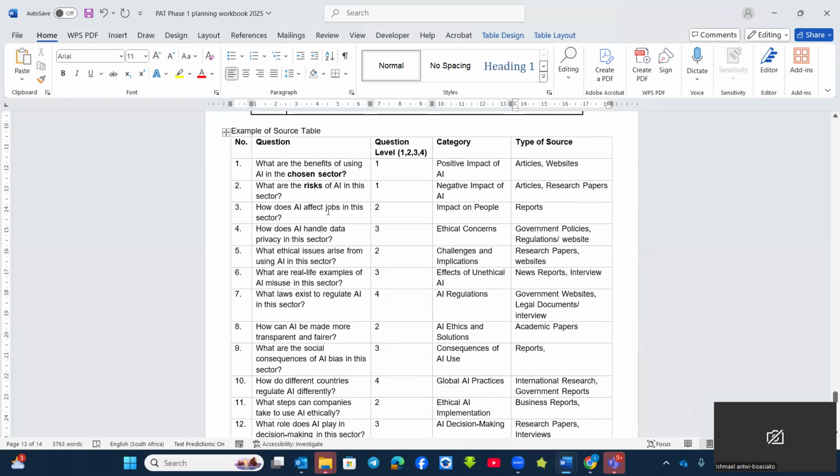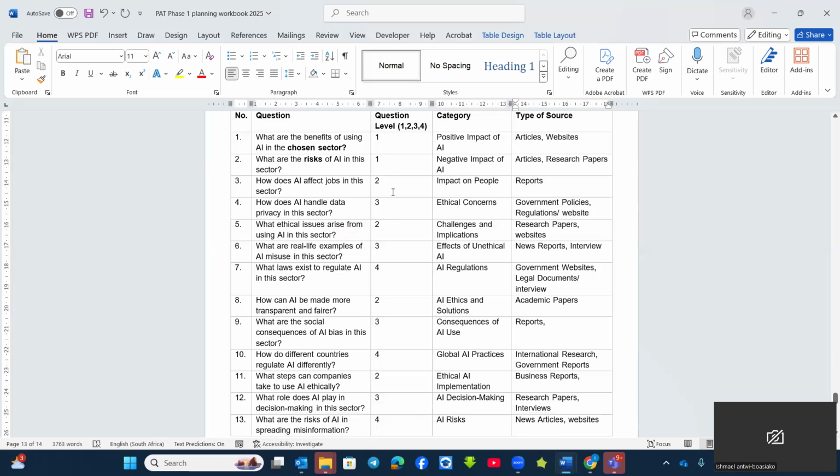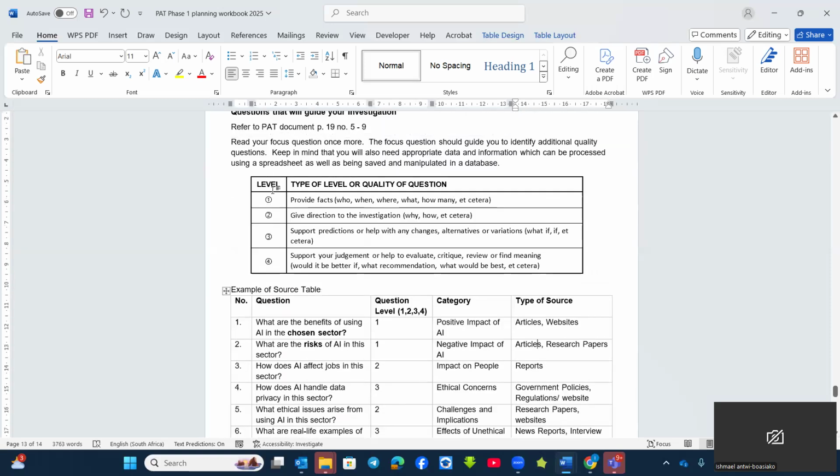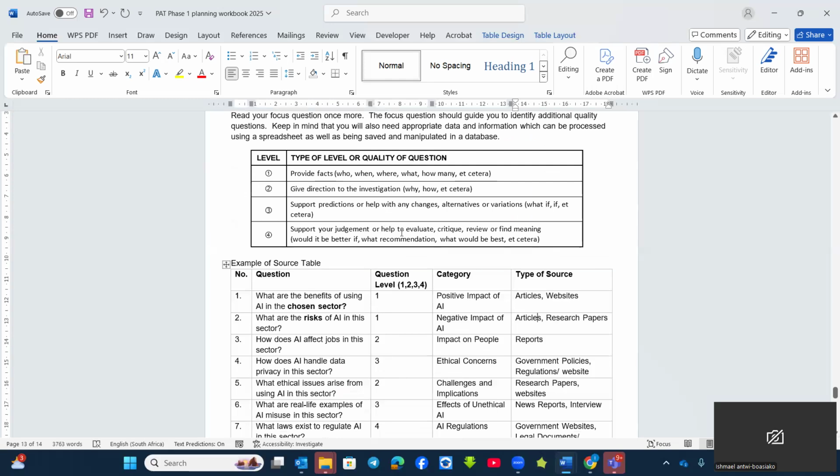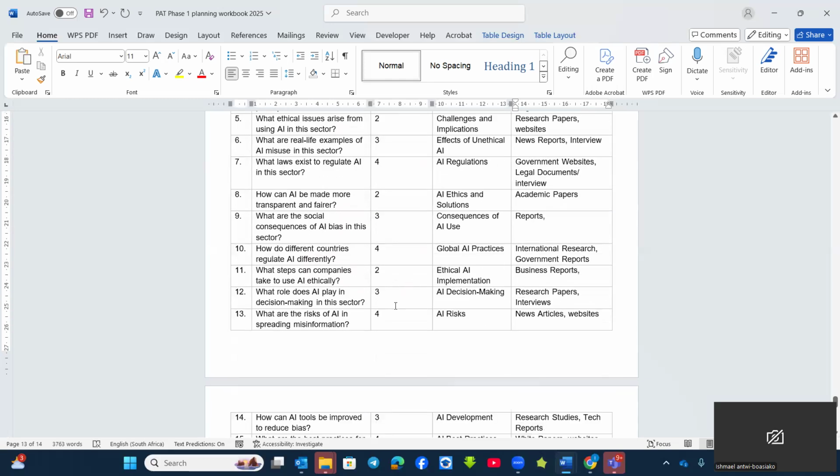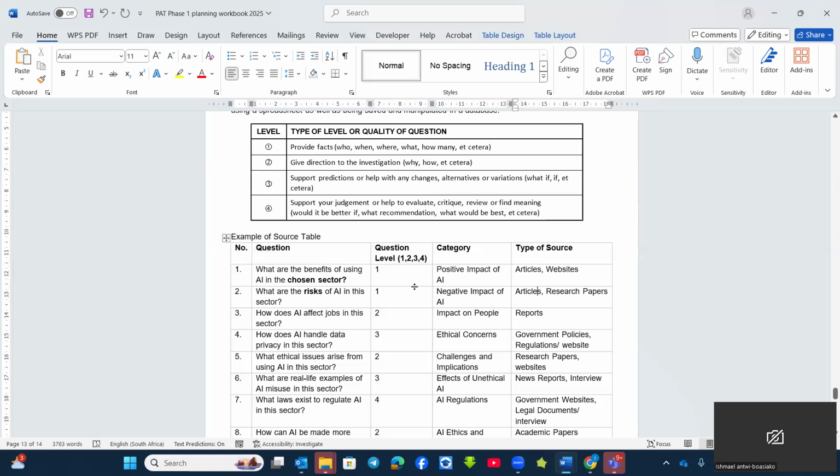How does AI affect jobs in this sector? So that's the positive impact or the impact. How does AI handle data privacy in this sector, which is ethical consent? So the levels, you must always refer to this level question. When you use why, how, it's level 2. And when you use what if or if, then it's level 3. And if you want the recommendation and others, it will be level 4. At least you must cover the 4 levels.